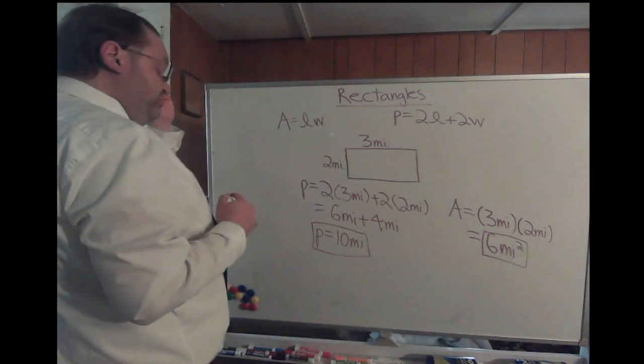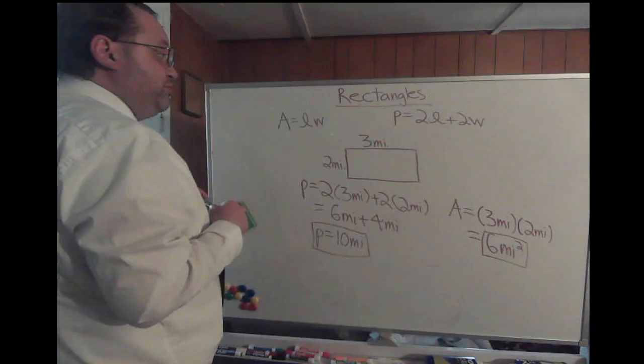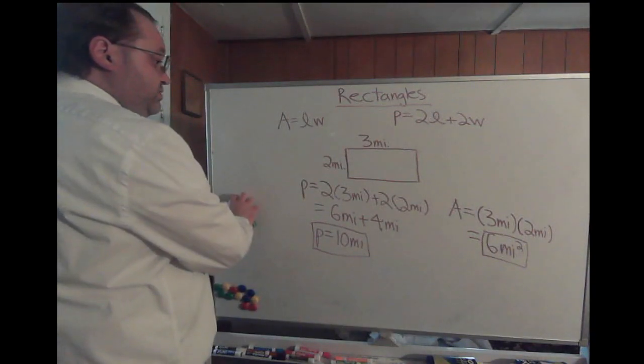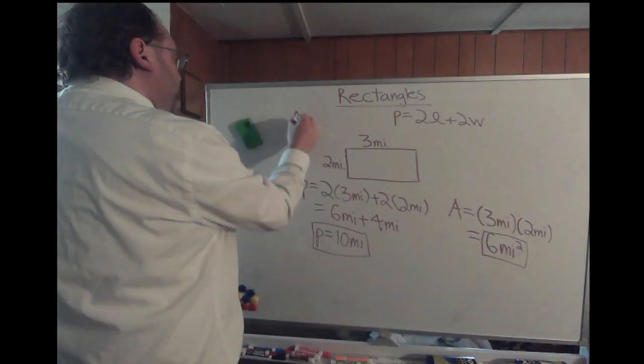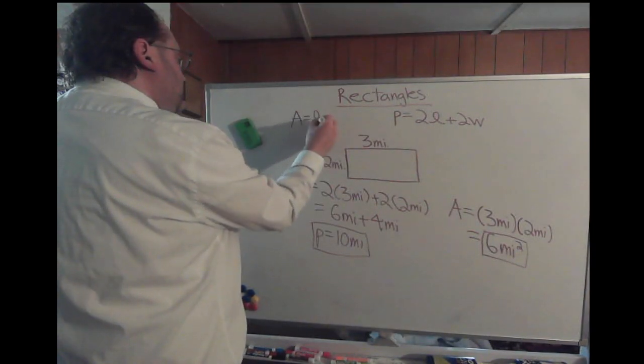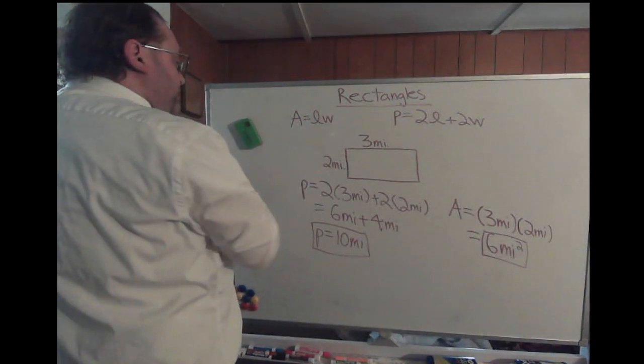Right, so this should be coming back to you about finding perimeters and areas of rectangles. Whoops, let's leave that formula up. There's a reason for it.